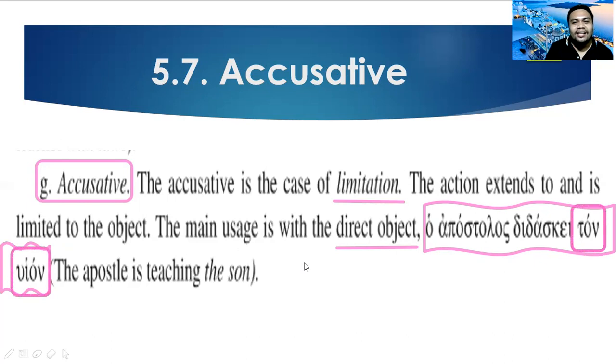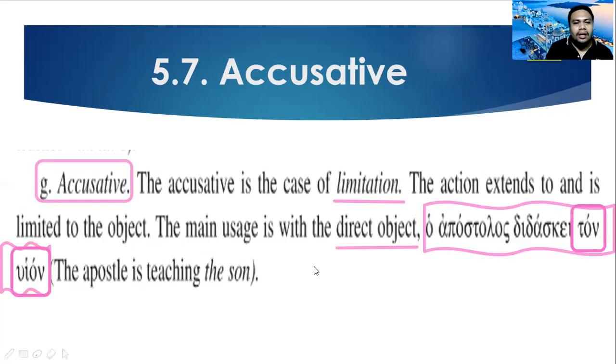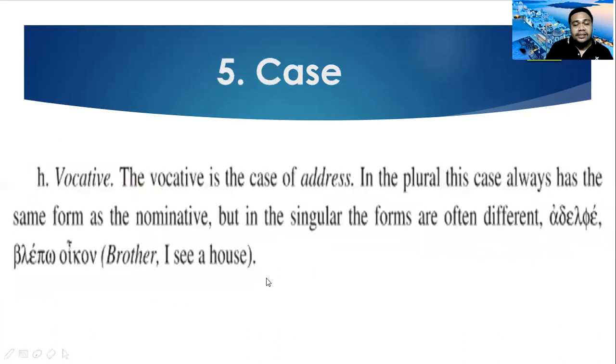So let's take a look at the next lesson. Okay, by the way, ton theon is the accusative. The next case we have, the last one, is the vocative case. The vocative is the case of address. You are calling the person by name. You're addressing the person.